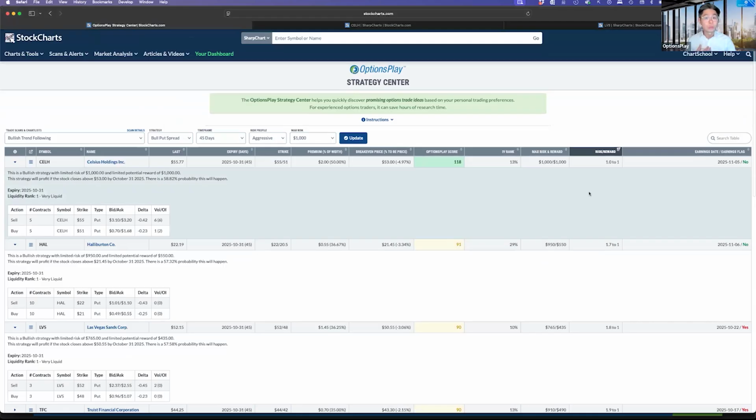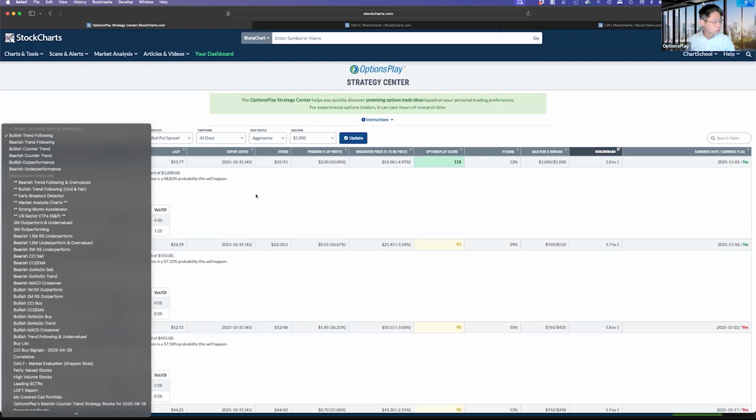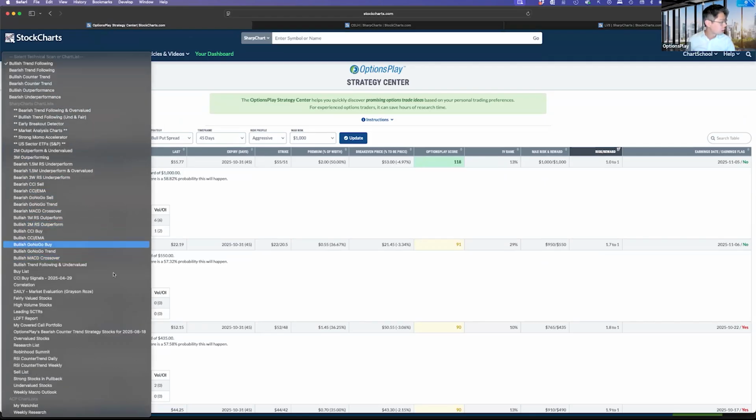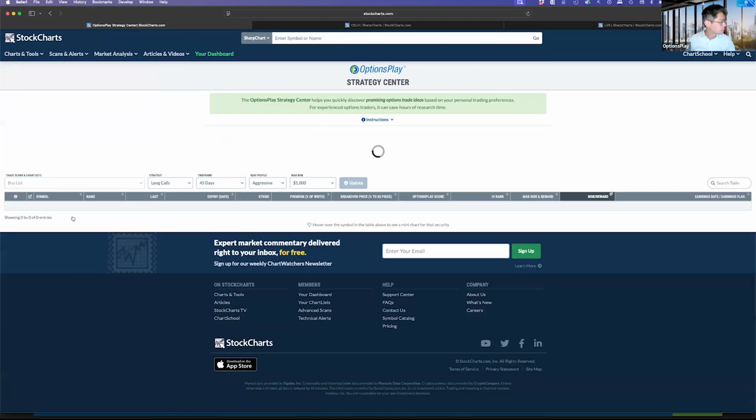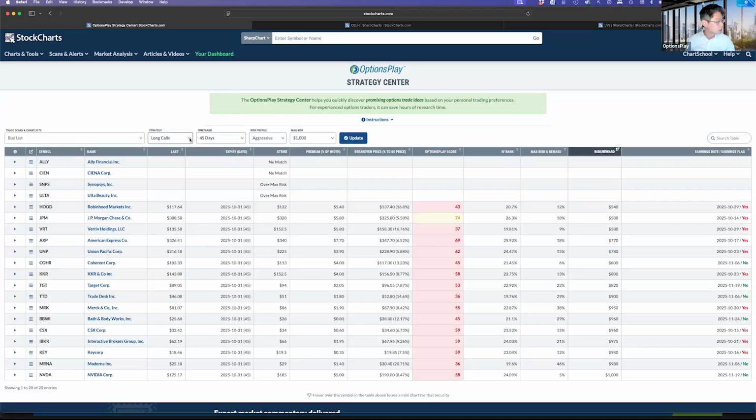Now, I also do my own screening, right? And this is one of the most powerful parts about StockCharts, that maybe you've built your own scans, right? So I've built some of my own scans and I've built some stocks that I think are, let's look at my buy list, right? So I have a buy list of stocks. And this is automatically updated every single day using the advanced scheduled scans that I can run using StockCharts, right? I use a bull put spread, 45 days.